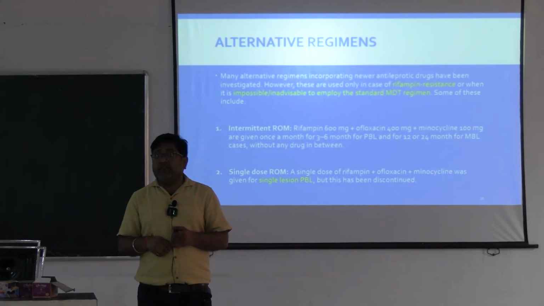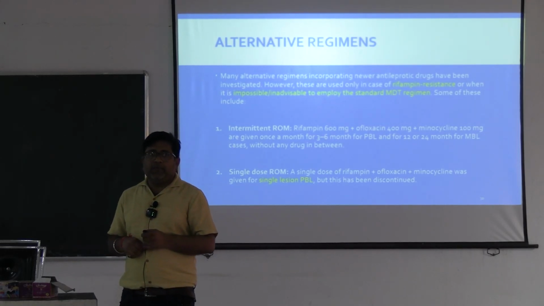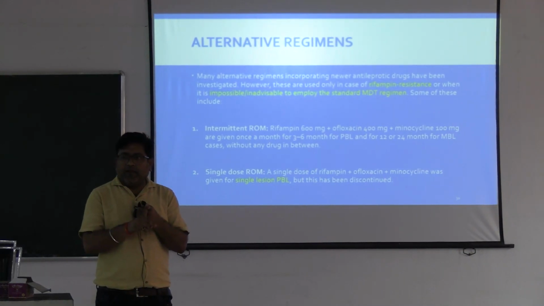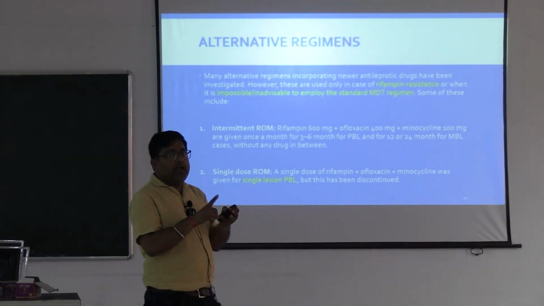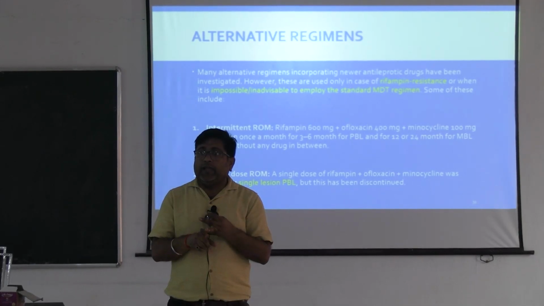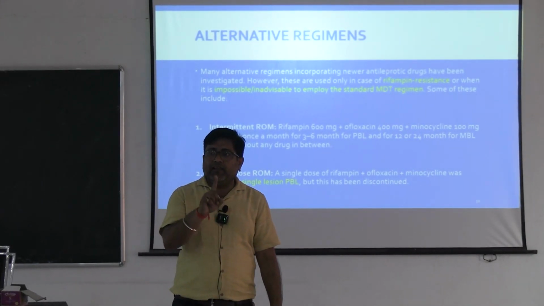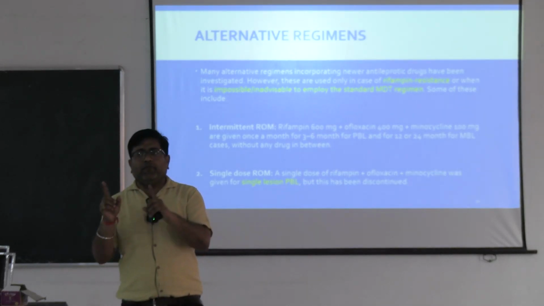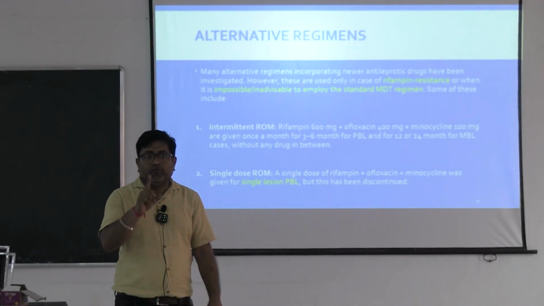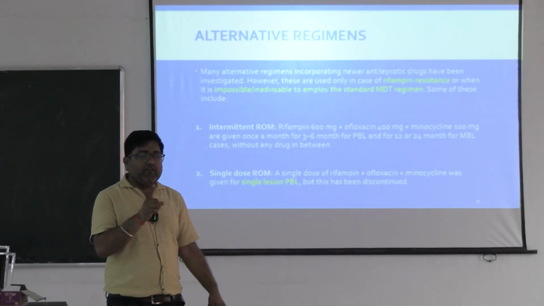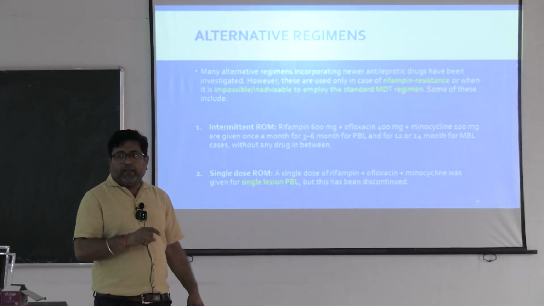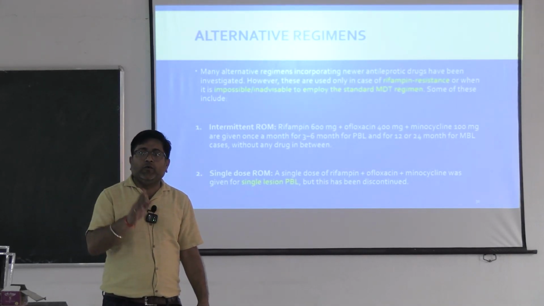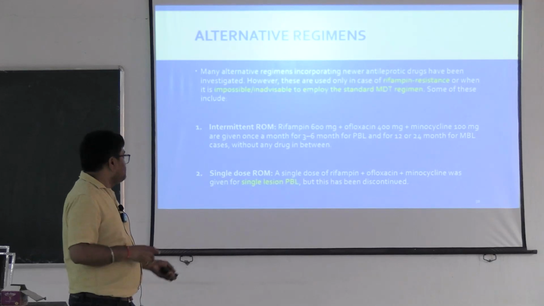Then the second regimen, single dose ROM. Here basically we are using a single dose of rifampicin 600 mg, ofloxacin 400 mg, and minocycline 100 mg in a patient with single lesion paucibacillary leprosy. Paucibacillary leprosy means there can be 1 to 5 skin lesions. If there is a single lesion, that can be treated with single dose ROM. It was initially used under the program but later on discontinued. So it is not used nowadays.